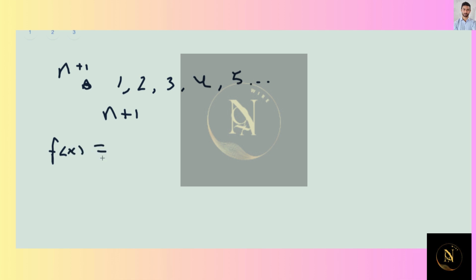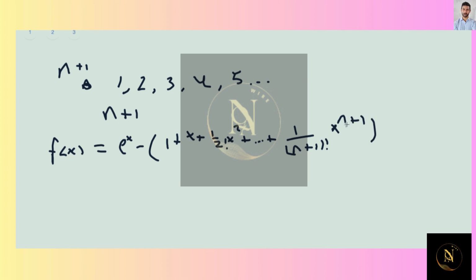So we're going to do something, again, very similar. We'll let f of x equal e to the x minus 1 plus x plus 1 over 2 factorial x squared, and then plus 1 over n plus 1 factorial, because we're looking for not just the nth, we're not just proving it for one n, we're proving it for all n. So by adding n plus 1, we're proving that this works for any n. And so we're also going to have x to the n plus 1.